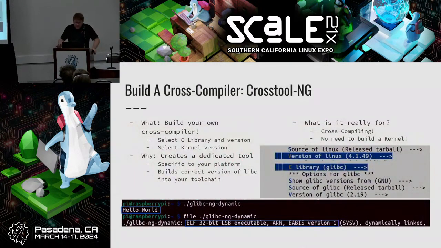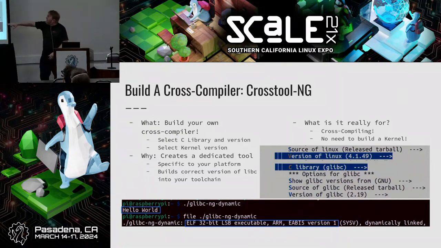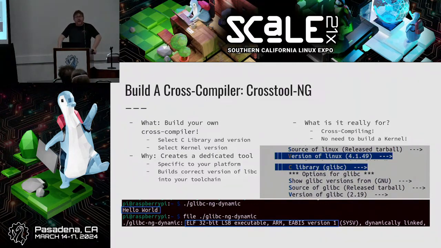So I came up with one good working solution, which is crosstool-ng. Crosstool-ng is a tool that builds cross-compilers. What it allows you to do, if you go into the configuration, is set your Linux version and your glibc version. You can see I picked glibc 2.19, which was what was running on our Raspberry Pi. I picked version 4.1.49 for my Linux kernel, because that was the closest without going over the version of the Linux kernel running on my Raspberry Pi.